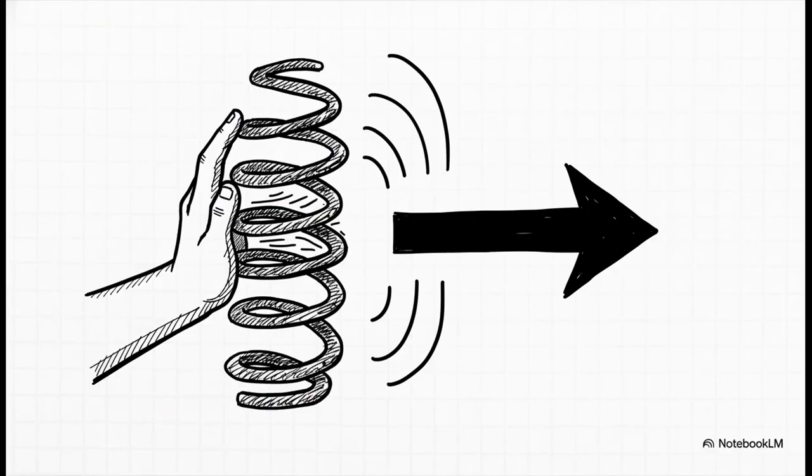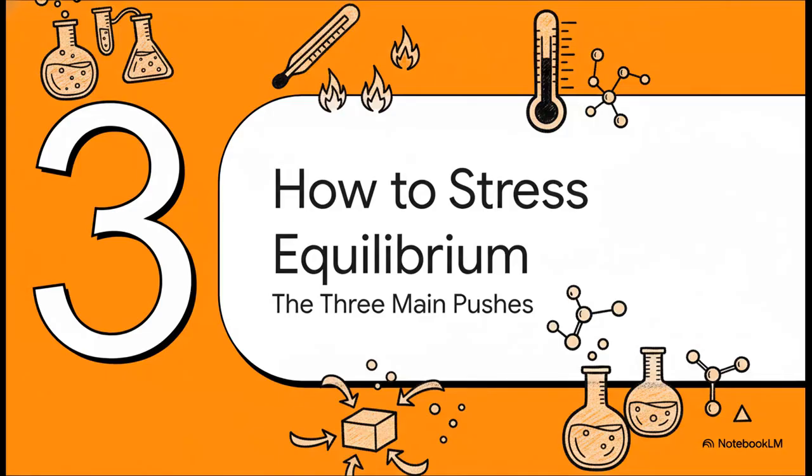So, the takeaway here is this. Equilibrium systems are resilient. They resist change. You push them one way, and they are going to shift in the opposite direction to relieve that pressure. It's a fundamental rule of how these systems work. Okay, so how do we actually push or stress one of these systems? Well, when it comes to chemical equilibrium, there are three main levers we can pull to make things happen.